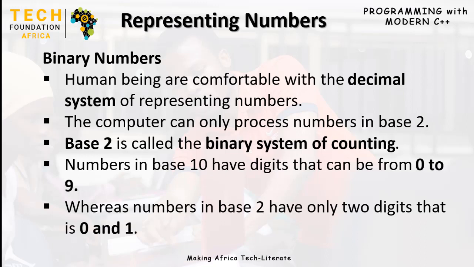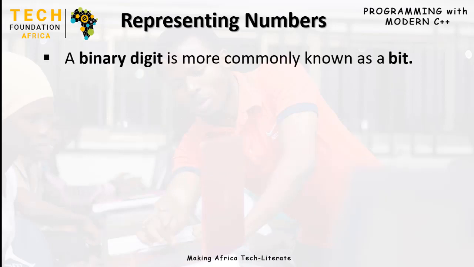So this means that for a given base, the available digits are all the digits below the given base. Is that okay? So if I say work in base 8, then the digits that qualify will be 0 up to 7. If you are working in base 5, the digits that will qualify will be 0 up to 4. If you are working in base 3, the digits that will qualify will be 0 up to 2. Is that okay? So that is what I mean by that. A binary digit is commonly known as a bit, and it refers to 0 or 1.